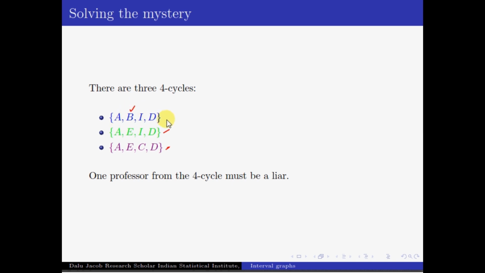Since B is not there in these two cycles, we can easily say that B is not a liar. Similarly, I is missing in this cycle, so we can eliminate I. Similarly, E is missing in this cycle, so we can eliminate E. C is missing in these two cycles, so we can eliminate C as well. But there are two people who are present in all the four cycles, that is A and D. So definitely what we can conclude is that either A or D must be the liar.